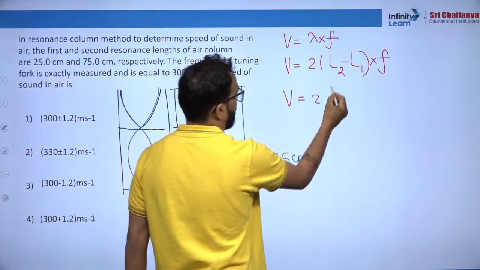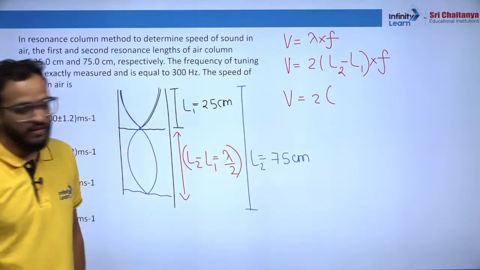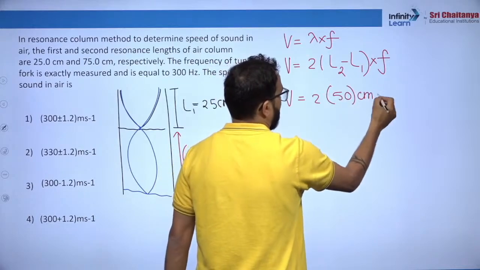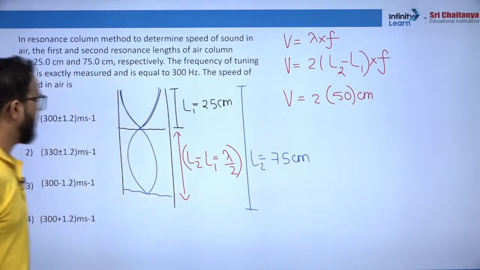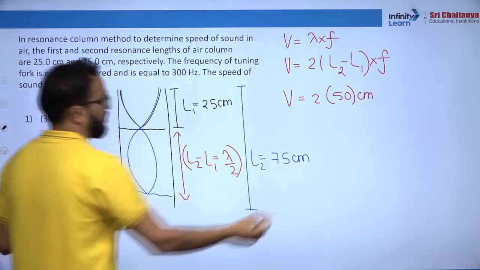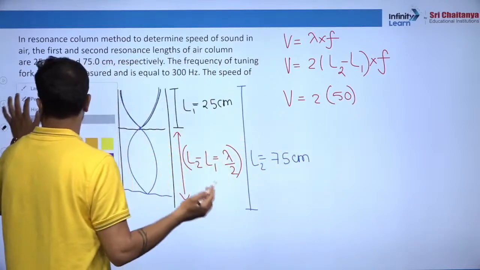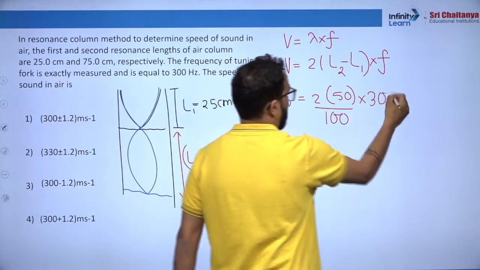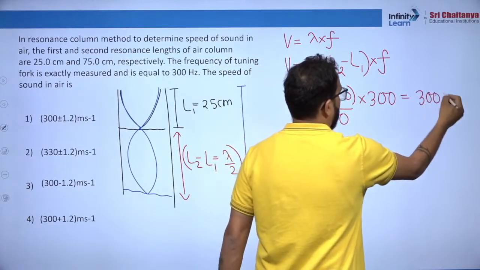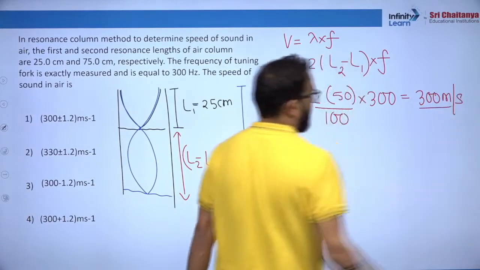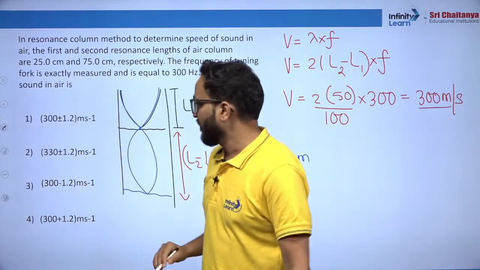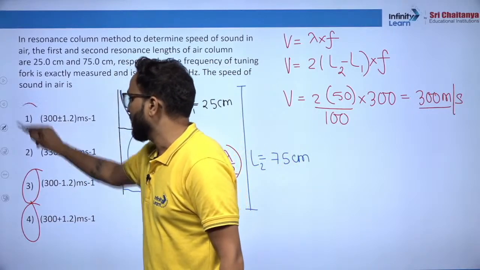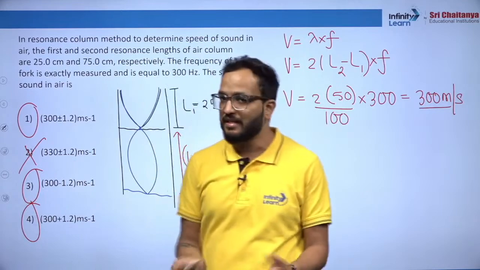You will say, sir, 2 into, how much is L2 minus L1? 50 centimeter, right? So just convert it into meter by dividing it by 100. So you will say it's 2 into 50 by 100 into frequency, which is 300. So what is the answer? 300 meters per second. So answer for V is 300. Which option is containing 300? This option, and this option. So this is at least wrong because it says 330.